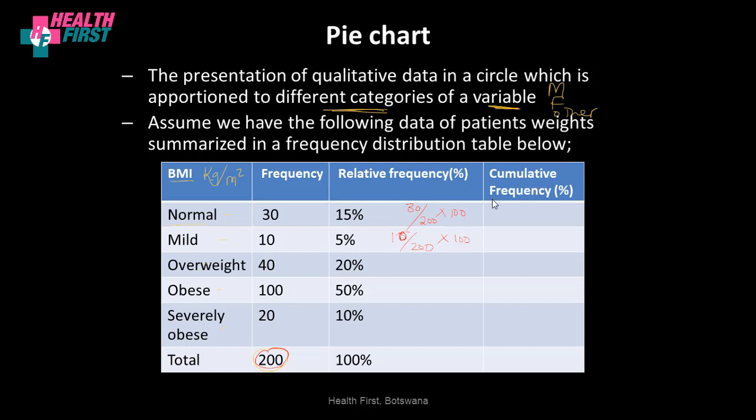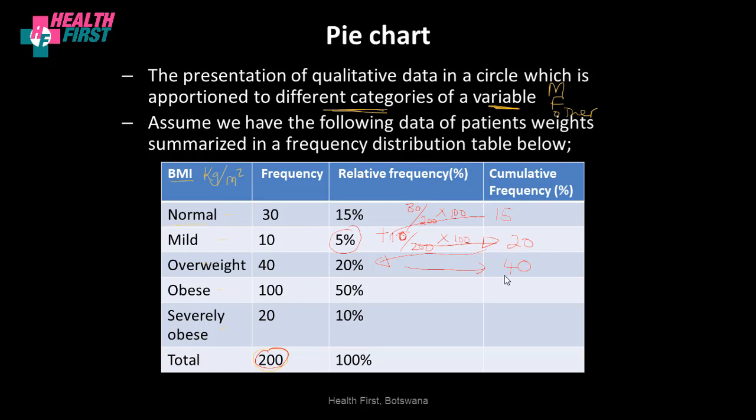And to get the cumulative frequency, it's easy. Remember I said we add successive relative frequencies. The first relative frequency is 15%. The next one we add to the previous one. So we add that, this 15 plus this 5, to get 20. And then we add this 20 to this 20 to get 40.